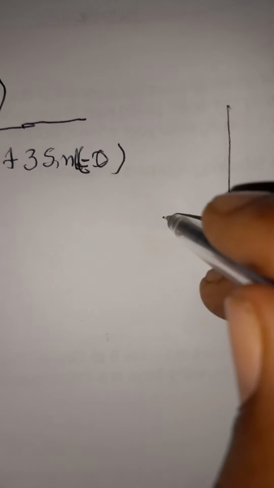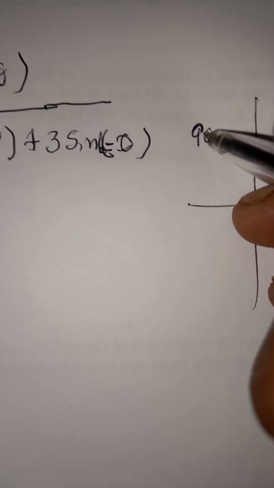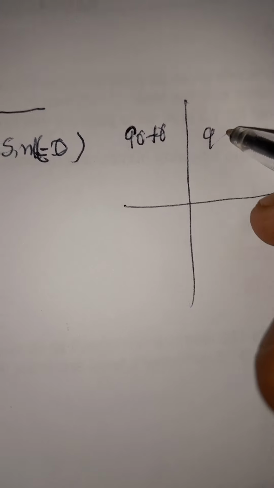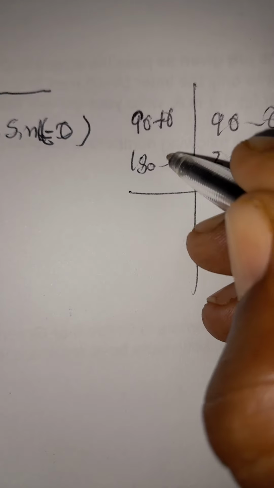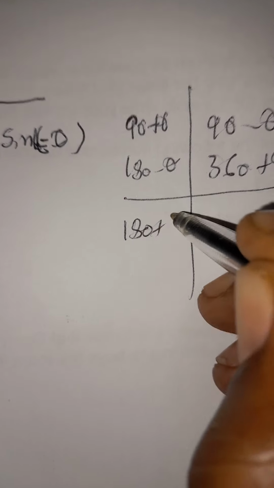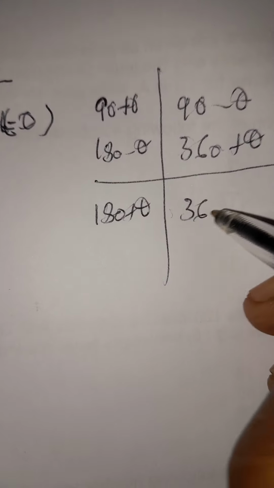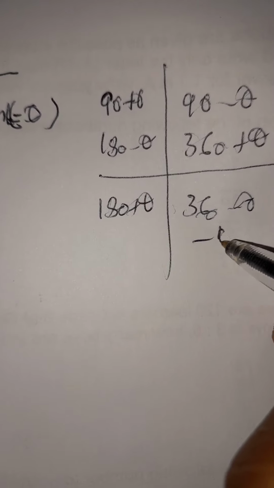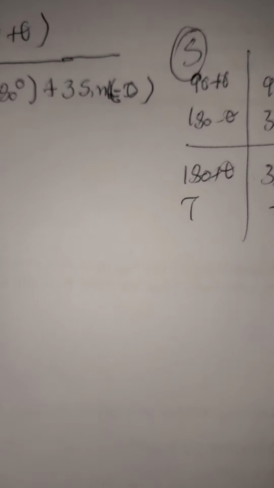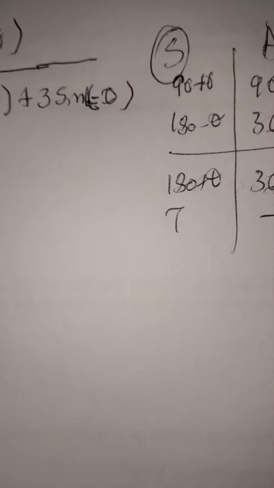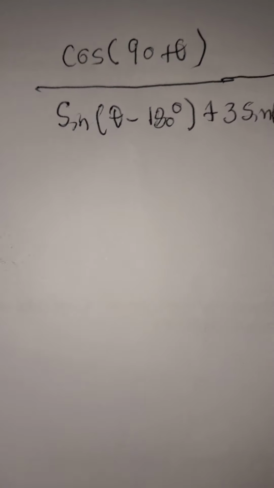Cos 90 plus theta. Use your CAST diagram, guys. Cos 90 plus theta is in the second quadrant, and 90 minus theta is in the first. This is where 360 plus theta is, as well as 180 minus theta. We also have 180 plus theta, and 360 minus theta, and a negative angle. Remember, all science teachers take coffee. This is where sine is positive, but the other trigonometric ratios are negative.